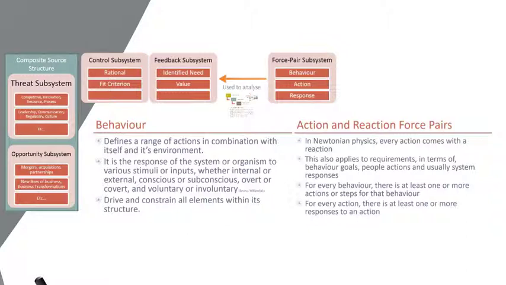This is basically from Wikipedia, and that's how Wikipedia defines behavior. So the behavior is going to constrain and drive all the elements within the structure, and we'll see what those different elements are when we actually look at the anatomy of a requirement. When we talk about action and reaction, this is just classical Newtonian physics. With every action, there's an opposite and equal reaction.